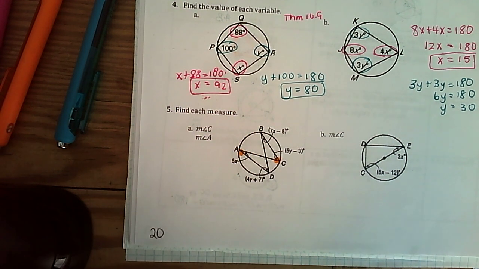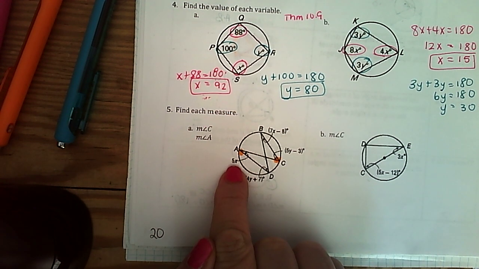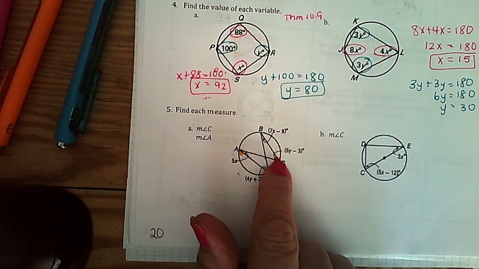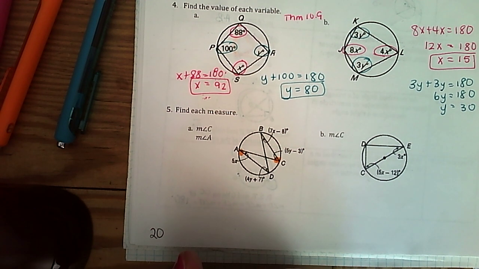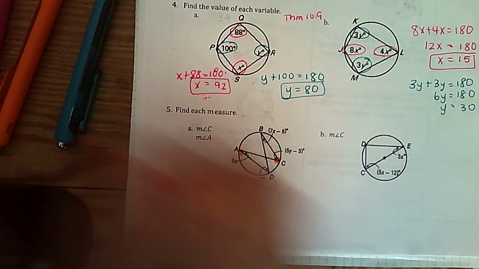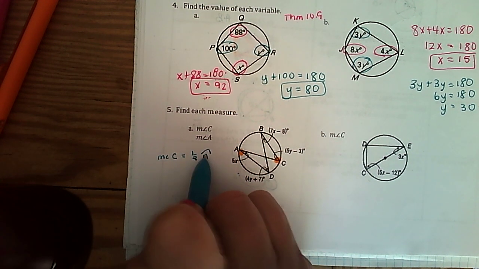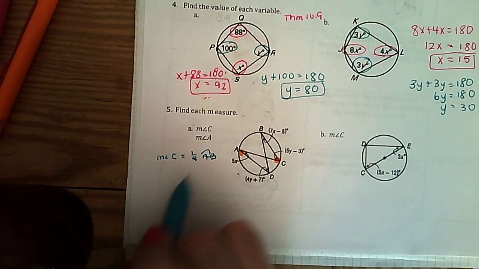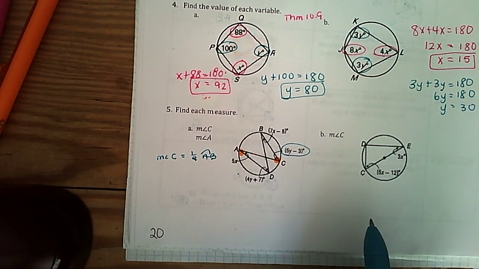So first, to find angle A, or we can start with C, sorry, start with C. To find angle C, we know that it equals 1/2 of this arc AB. Why? Because it's inscribed. So I know that the measure of angle C equals 1/2 arc AB. So let's put in some numbers here. We know that angle C is 5y minus 3.